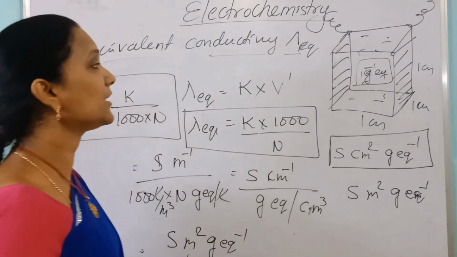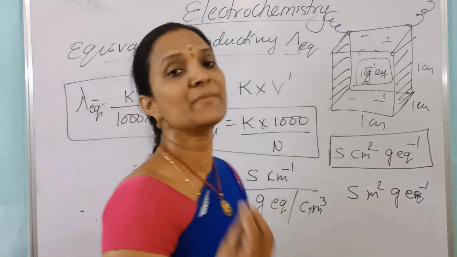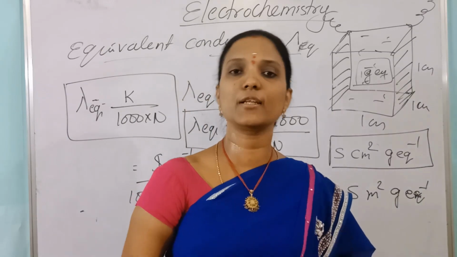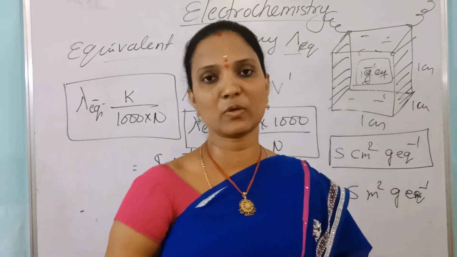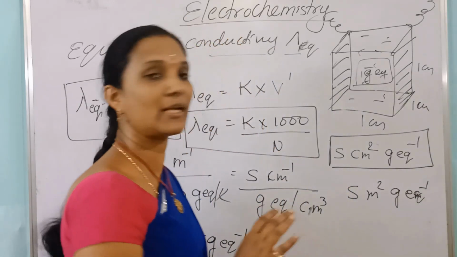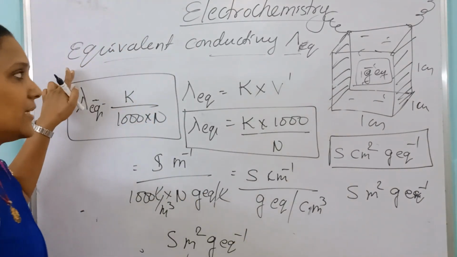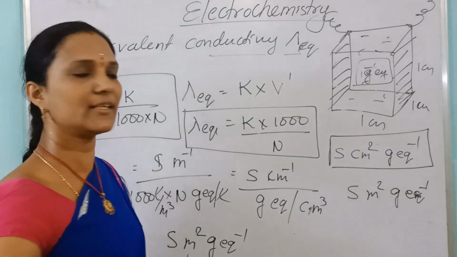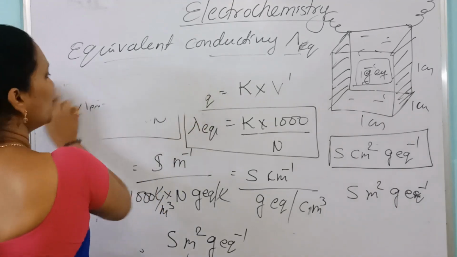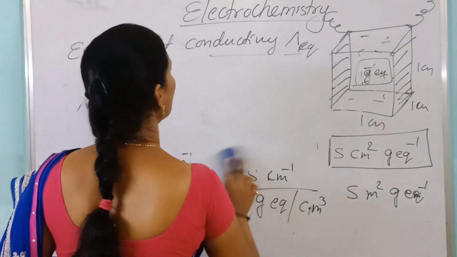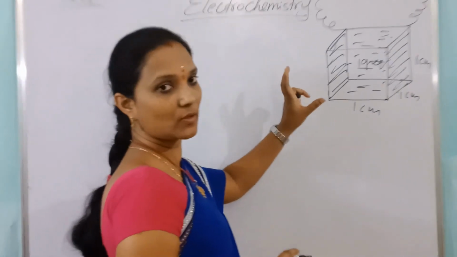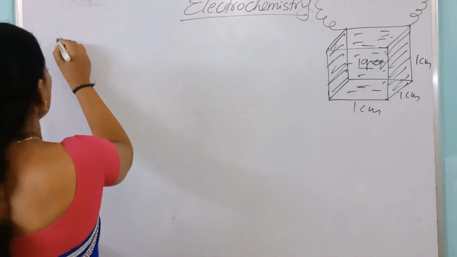It is the equivalent conductivity. Equivalent conductance means the conductance produced by all the ions present in 1 gram equivalent of electrolytic solution. Like this, molar conductance we can also use, no? So when 1 gram equivalent of electrolyte is present, that is the equivalent conductance.